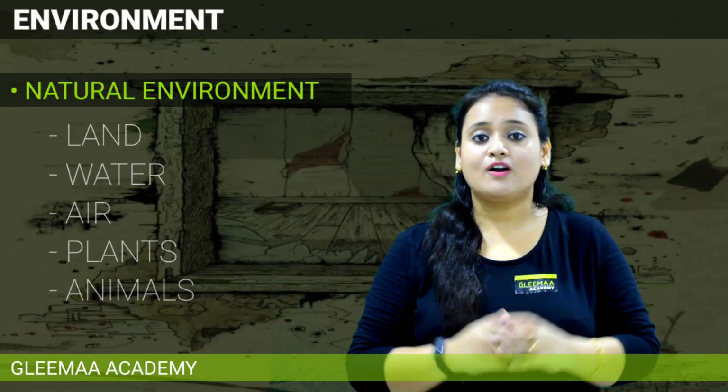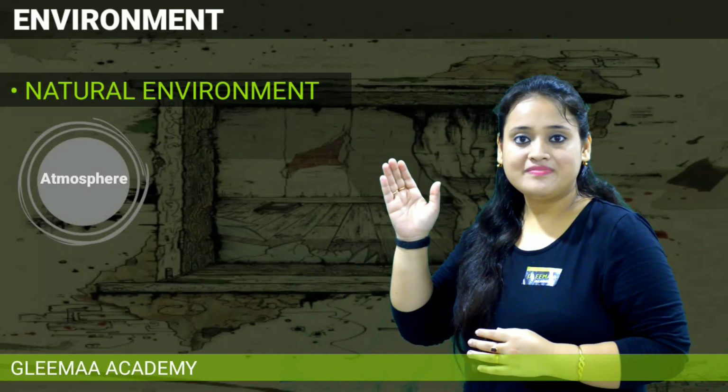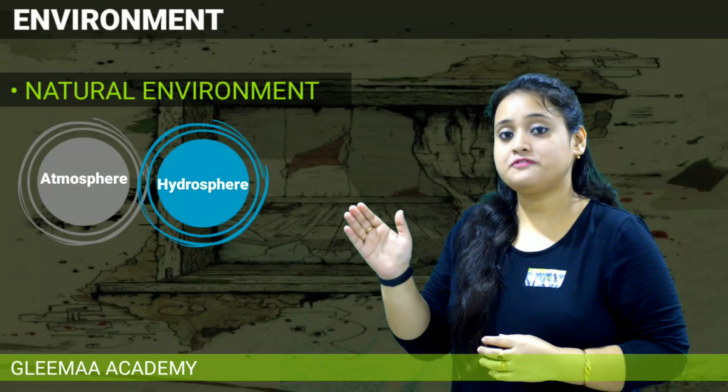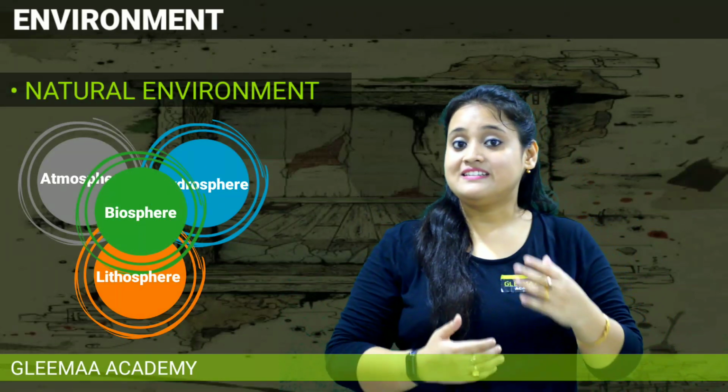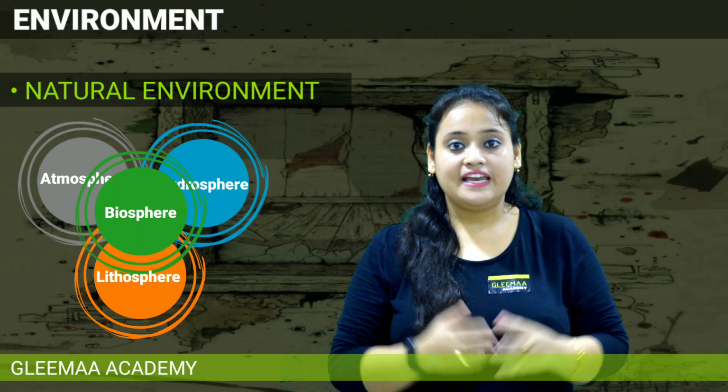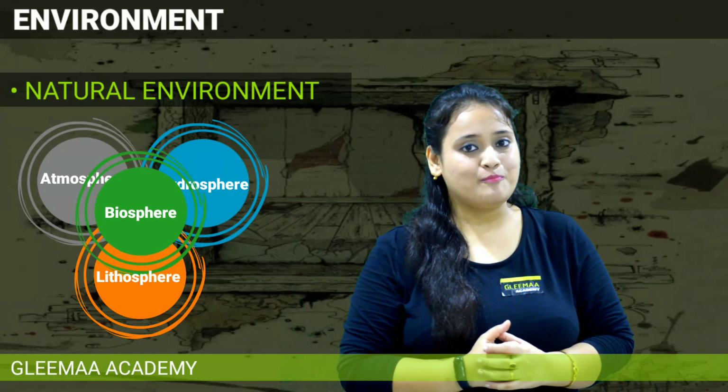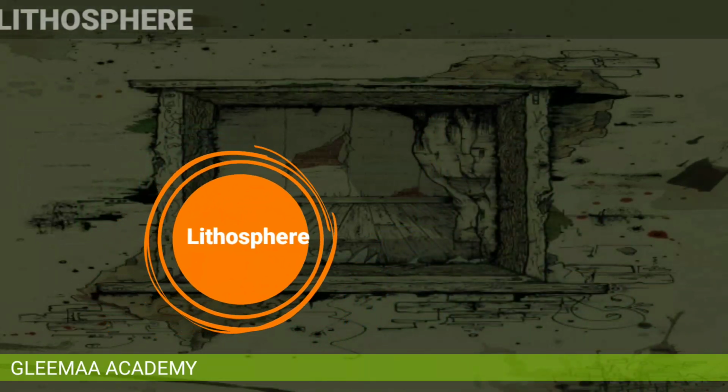Now we will talk about the various domains present in our natural environment. So look at it. Our earth is made up of multiple layers of various domains, which are atmosphere, hydrosphere, lithosphere and biosphere. So now let's discuss these layers in detail. Come on, move. Lithosphere.